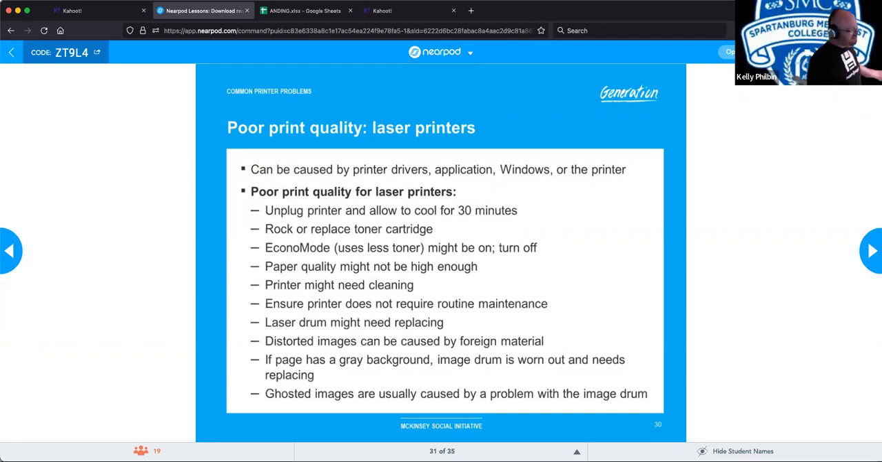The laser drum may need to be replaced from time to time. That is the case because, with the charging and releasing of the charges over time, it becomes less and less effective.